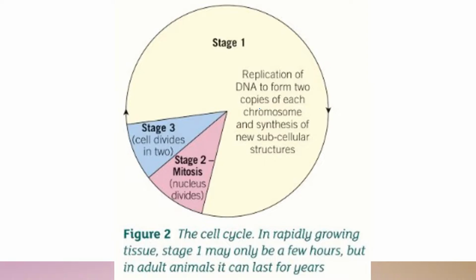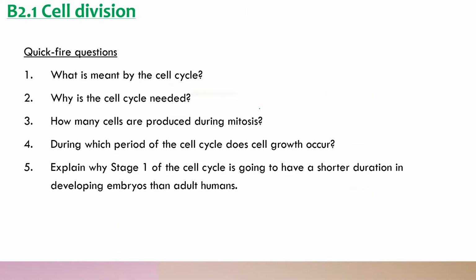This can take different times for different types of cell. In rapidly growing cells it only takes a few hours, but in adult animals it can last for years. We don't really need to grow very much. But with repair, we need to, so repair will be quicker. With growth and renewing cells, that's why as you get older you don't really grow as much, because they've reached their final destination.